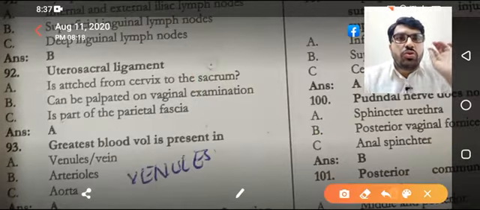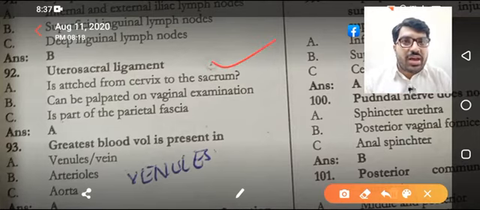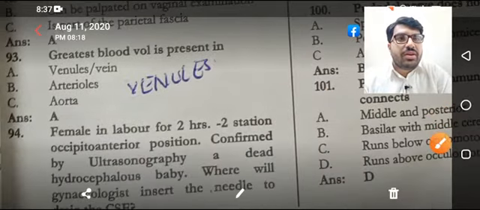Next, uterosacral ligament, simple MCQ, attached from the cervix to the sacrum. Open your mind, just pay attention.